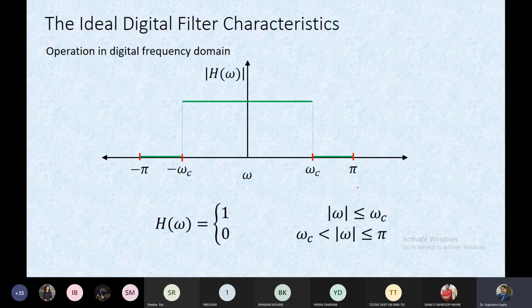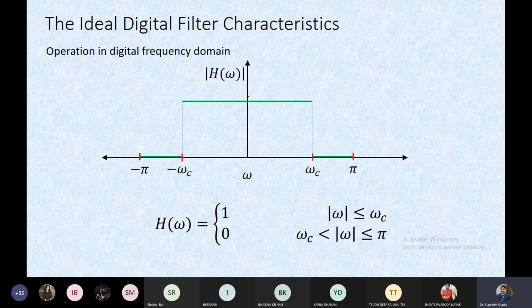So now we are in the digital frequency domain. This small omega is the digital frequency in radians, and as I said, it will vary from minus pi to pi or 0 to 2 pi. So I can just have a shift on this. All right. And then we are finding the amplitude.